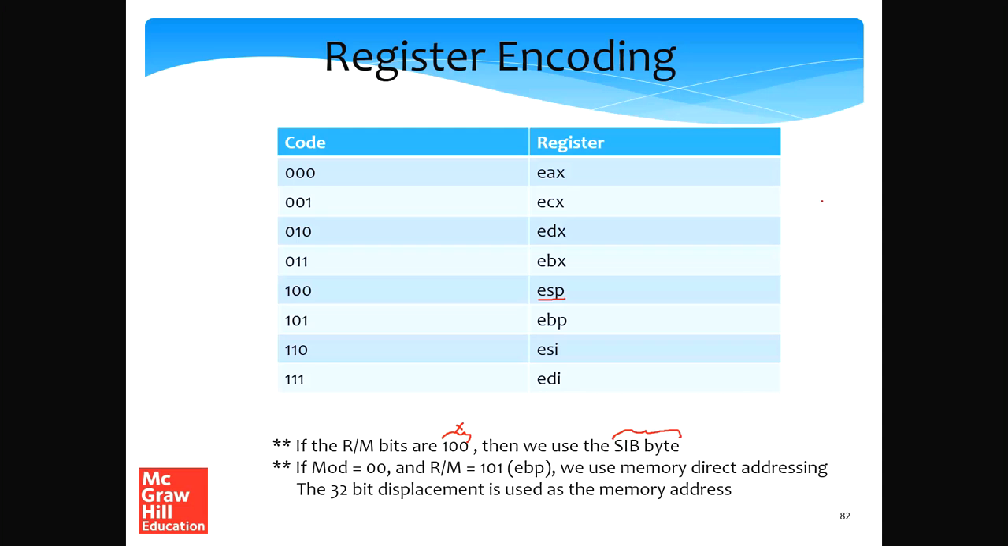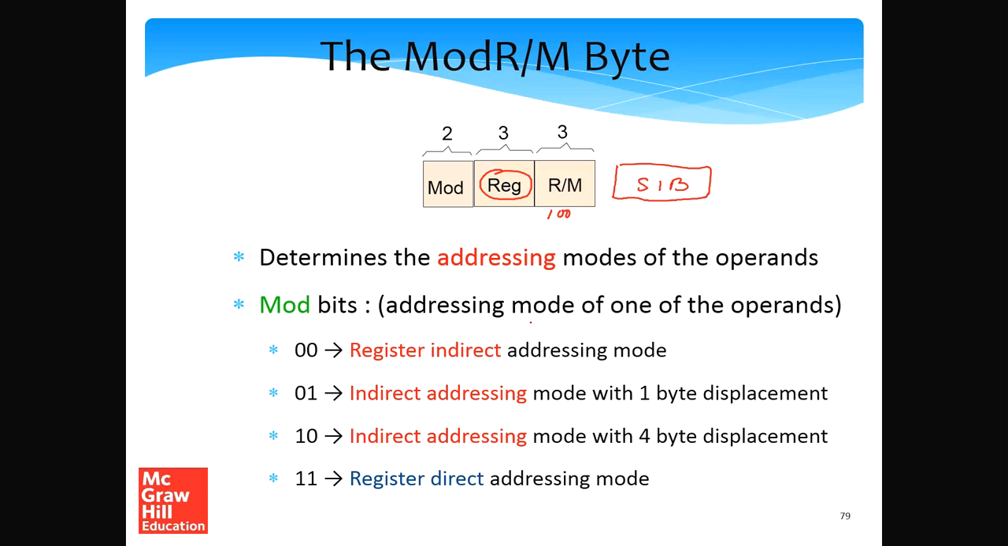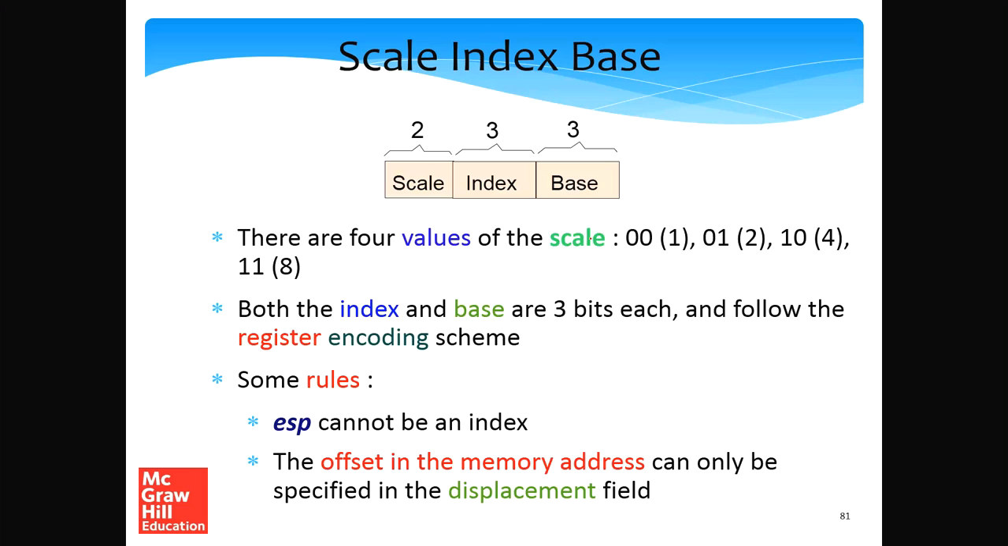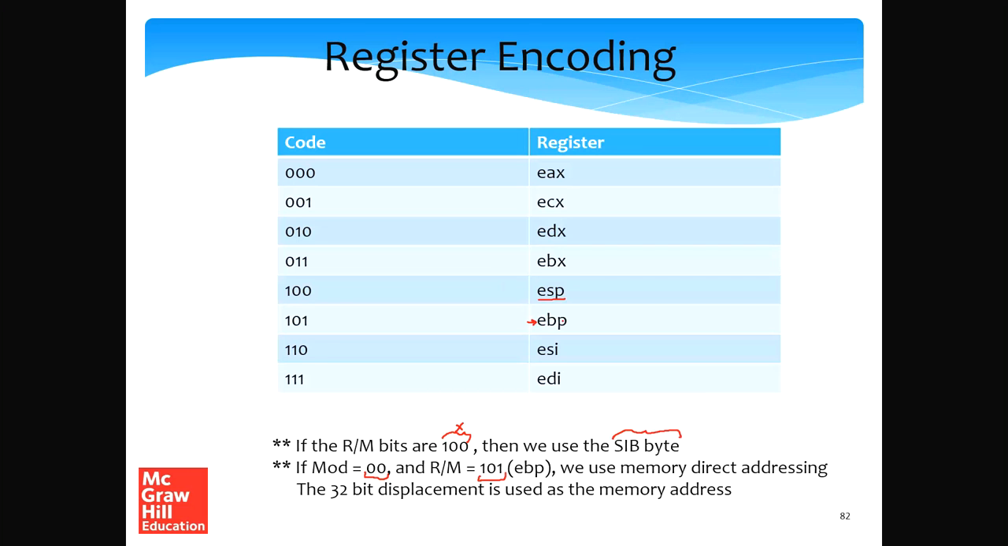Let us discuss the second special case. The second special case is when mod is equal to 00 and R by M is equal to 101. 101 in this case is equal to EBP. Right, so we have not discussed this, but let me discuss it now. So let's go back to that field. In this case, let us assume that the mod is 00, and the R by M bits are 101, right? So 101, as we see from this, points to EBP. So the mod is 00 and R by M is 101.